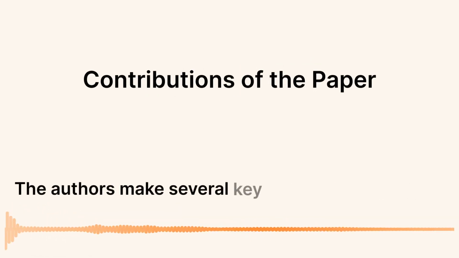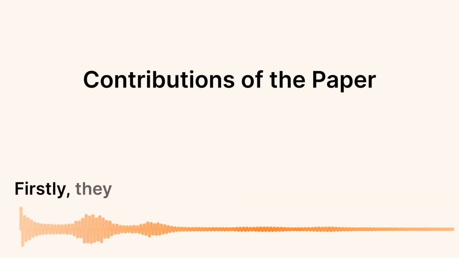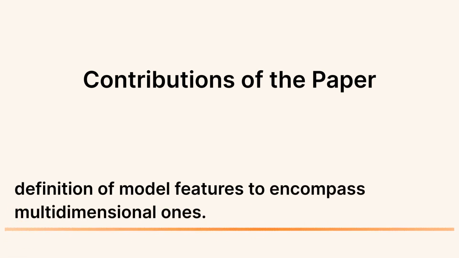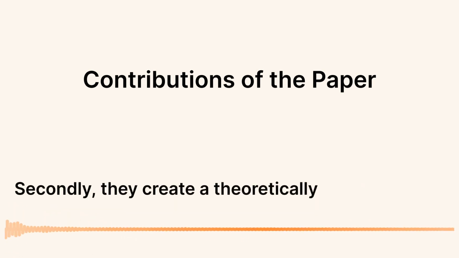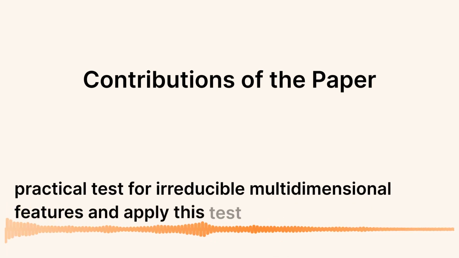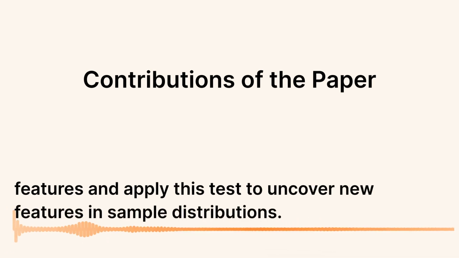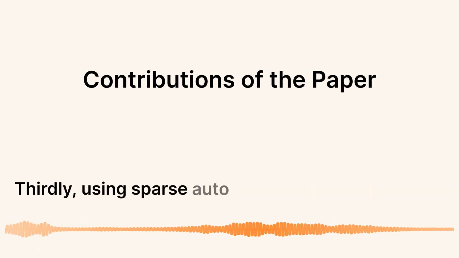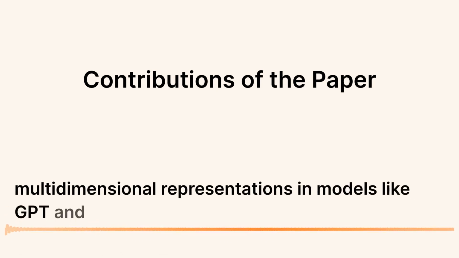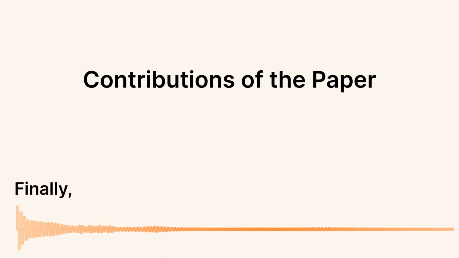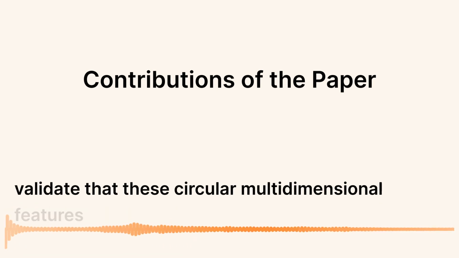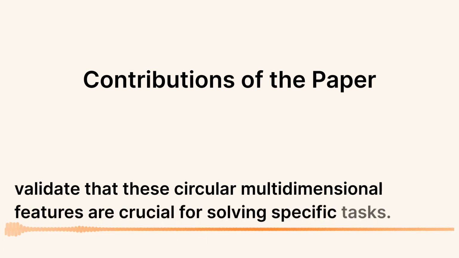The authors make several key contributions. Firstly, they generalize the one-dimensional definition of model features to encompass multidimensional ones. Secondly, they create a theoretically sound and practical test for irreducible multidimensional features and apply this test to uncover new features in sample distributions. Thirdly, using sparse autoencoders, they identify multidimensional representations in models like GPT and Mistral 7b. Finally, they introduce intervention experiments to validate that these circular multidimensional features are crucial for solving specific tasks.